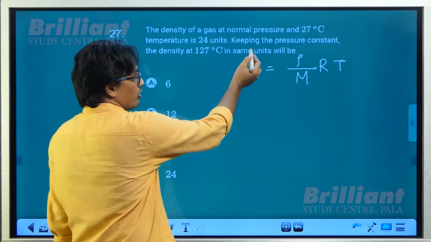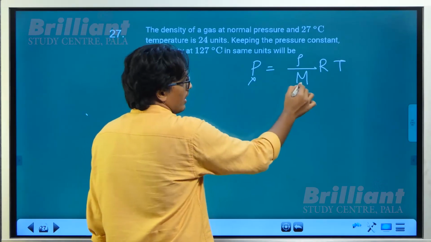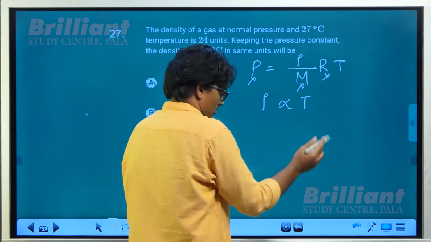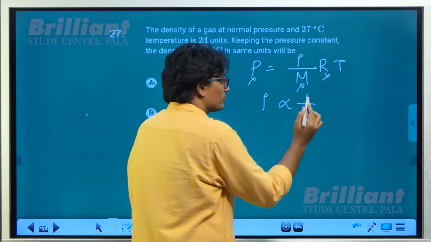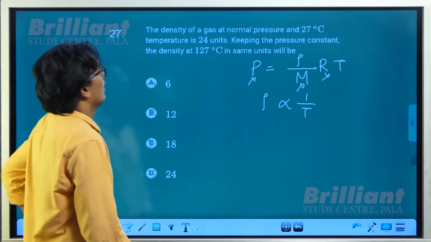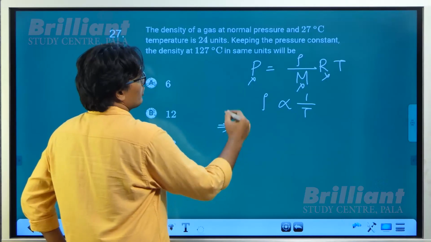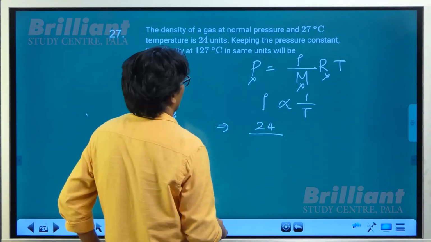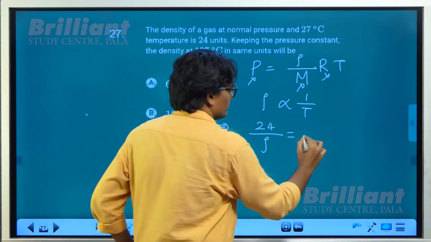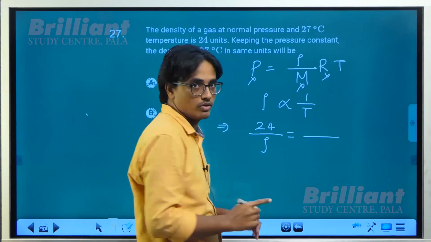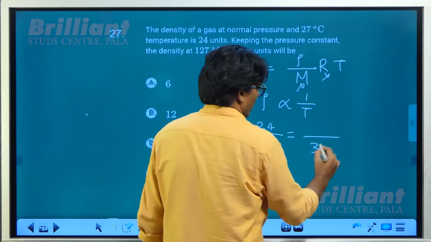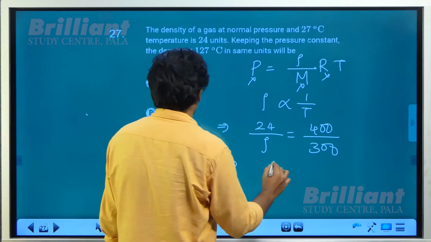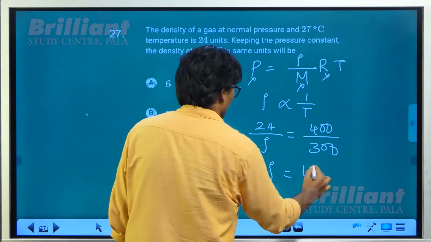They kept pressure constant, molecular mass is constant, R is constant, so you have rho proportional to 1 by T. Okay. So at 27 degrees it is 24. At 127 degrees, how much? Okay, 27 degrees converted into Kelvin, so 300, 400. So you get rho is equal to 18.